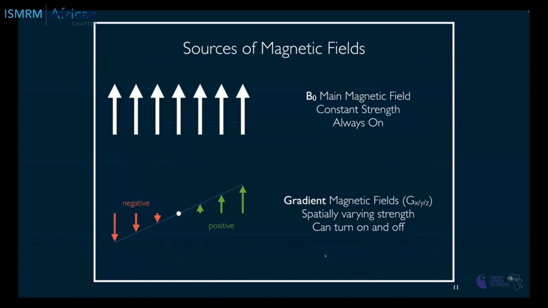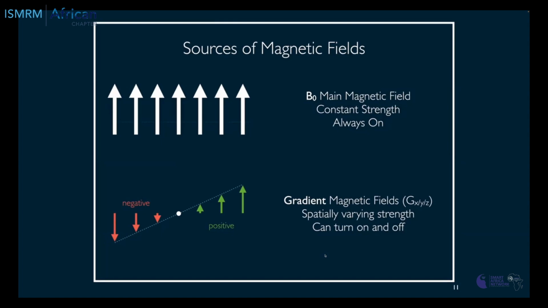So you may recall that there are three main sources of magnetic fields in an MRI system. The B0 main magnetic field, which is constant and always on. There are gradient magnetic fields. We call these the GX, GY, GZ gradients typically. And these are magnetic fields that vary in magnitude along a specific direction, either the X, Y, or Z direction. And these ones aren't always on, we can turn them on and off. The third way is by using RF fields, but that's typically used in excitation and not typically for spatial encoding, so we're going to ignore that for now.